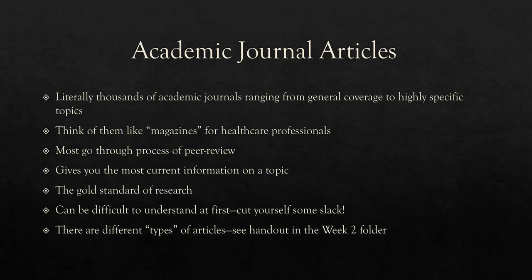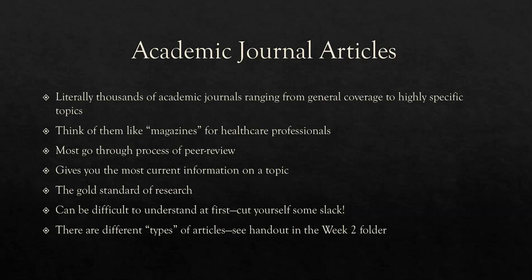There are literally thousands and thousands of academic journals ranging from general coverage of healthcare issues to highly specific topics. So there are general medical journals that cover all sorts of different conditions and treatments. And then there are very specialized journals that only deal with a specific disease or condition. There are all sorts of different topics. Literally, if there's a condition or an issue out there in healthcare, you'll find a corresponding academic journal for it. And they're published all over the world. Think of them like magazines for healthcare professionals.